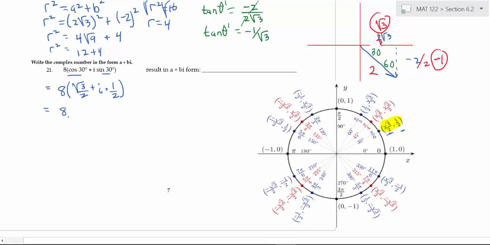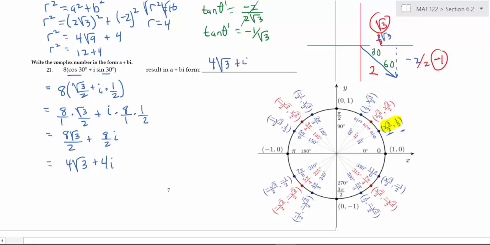So you're going to have 8 over 1 times square root of 3 over 2. Then you're going to take 8 times the rest. So you're going to have i times 8 over 1 times 1/2. Then you can reduce the fraction. So you have 8 root 3 over 2 plus 8 over 2 times i. And then 8 over 2 is 4. So you would end up getting 4 times the square root of 3 plus 4i as your solution to your problem. Okay, so all you're doing is just multiplying that out. That's it.